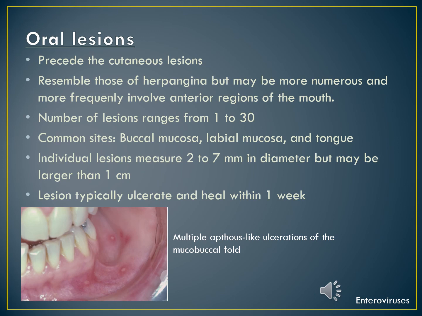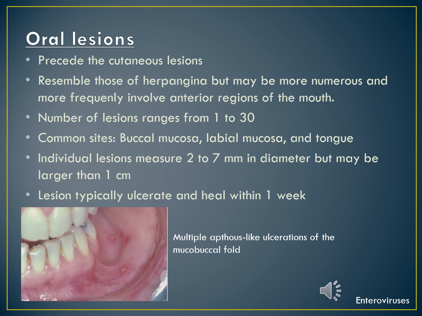Oral lesions of hand, foot, and mouth disease arise without prodromal symptoms and may precede the cutaneous lesions. It resembles those of Herpangina but may be more numerous and more frequently involve the anterior regions of the mouth, and the number of lesions ranges from 1 to 30.